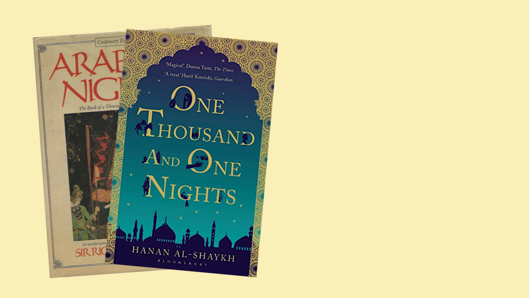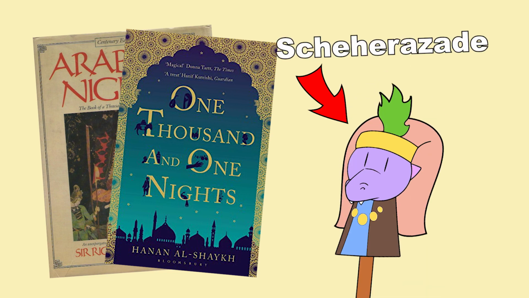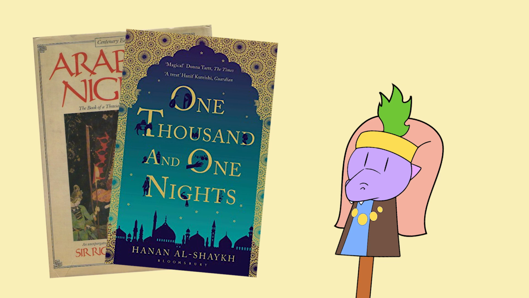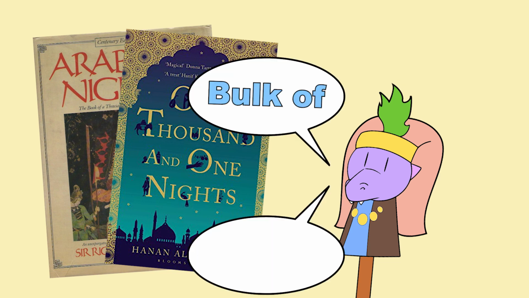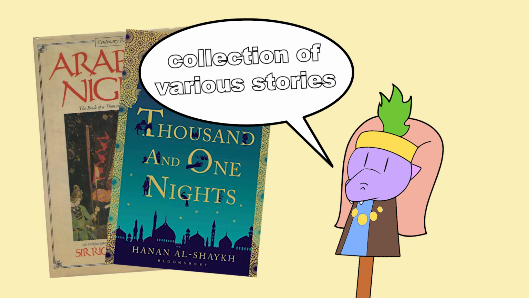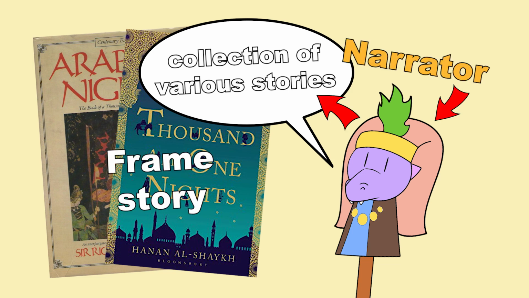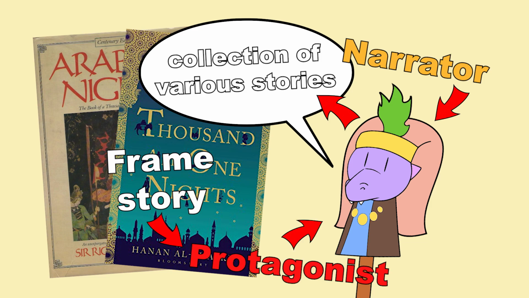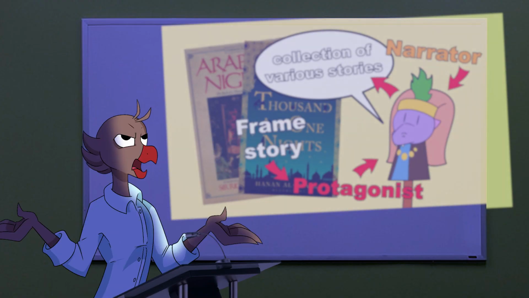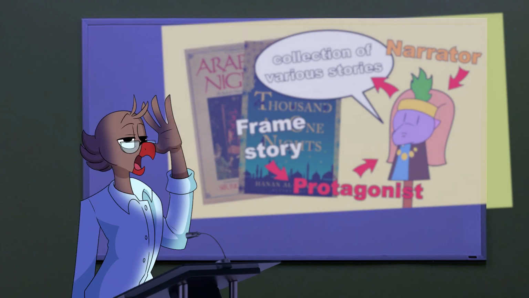In the Arabian Nights, or 1001 Nights depending on the version, the reader is introduced to the character Scheherazade, who marries a vicious king and keeps him entertained night after night by telling him stories. Scheherazade's various tales make up the bulk of the text, and so what we have here is a collection of various stories being framed by another story of which Scheherazade is the protagonist. Genette, as always, has to come up with some new terms to describe this.